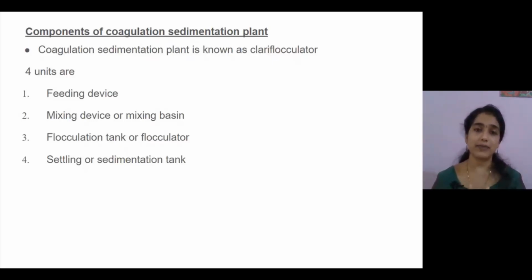First one is a feeding device. Second one is a mixing device or a mixing basin. Third one, a flocculation tank or a flocculator. Fourth one, settling or sedimentation tank.